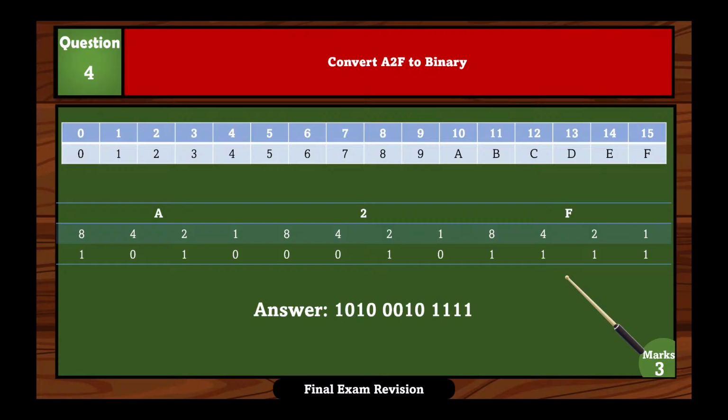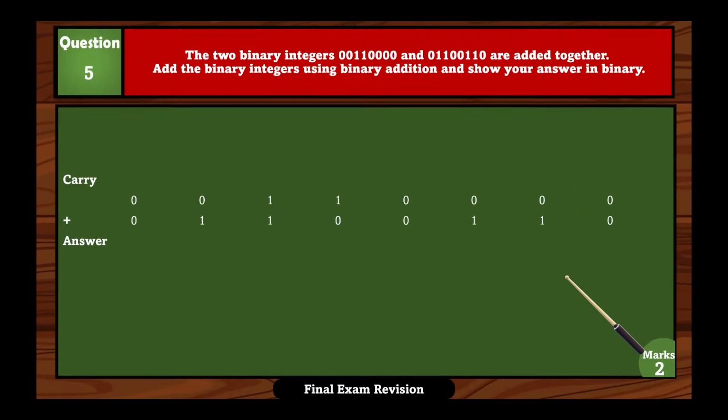Question number 5. Two binary integers, first this number and this number, are added together. Add the binary integers using binary addition and show your answer in binary. So now we need to add those two numbers together using binary addition. I hope you know the rules for adding two binary numbers. So let me review them for you.